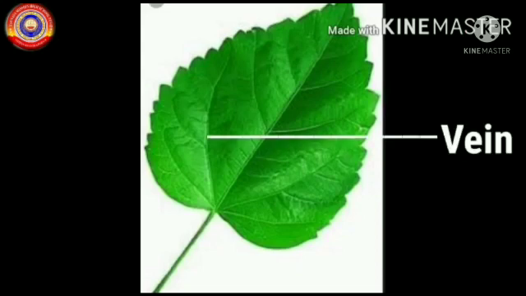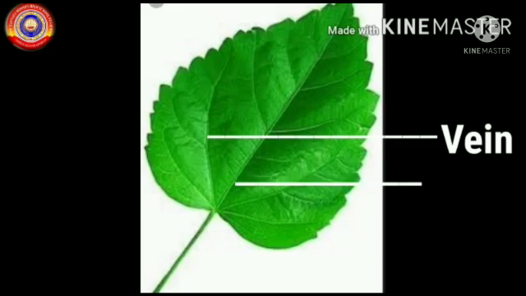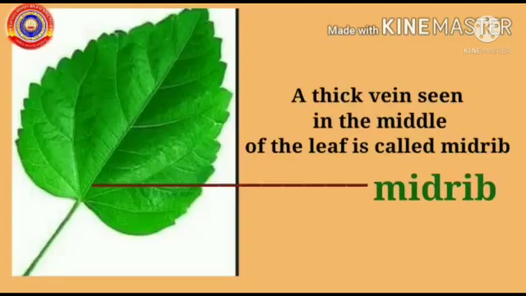In this picture, we can see the small lines called veins, and in the center there is a thick vein. A thick vein seen in the middle of the leaf is called midrib.